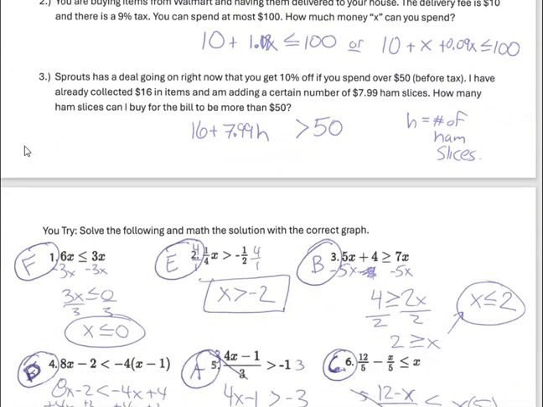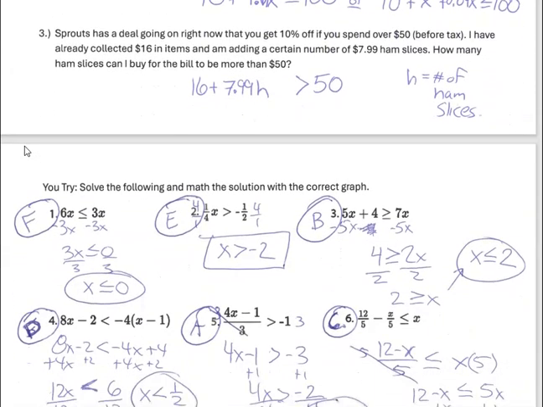The next one was talking about a situation that actually happened to me. They had a deal going on at Sprouts, and if you spent more than $50, you got 10% off of your bill. So I had only spent $16, and I decided that I just would stock up on something that I knew I was going to end up eating, which are these ham slices for $7.99 per ham slice. So the equation, well, it's not an equation, it's an inequality. But the left-hand side, how much I spend, is the $16 that was already there plus the $7.99 times the number of ham slices. The right-hand side would be the 50.